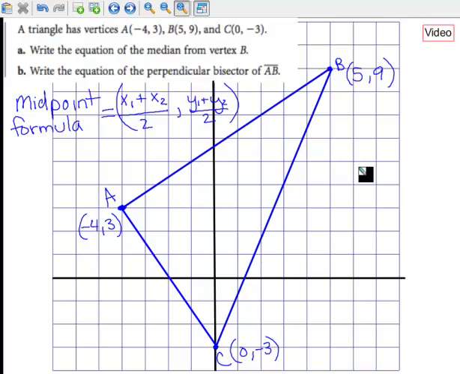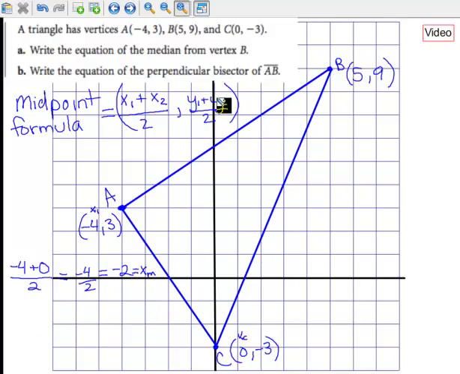So I'm going to take -4 is my x1, and C, the x value at C is 0. So 0 is my x2, and divide that by 2. That's -4 divided by 2. That's a -2. So that is my x value of my midpoint.